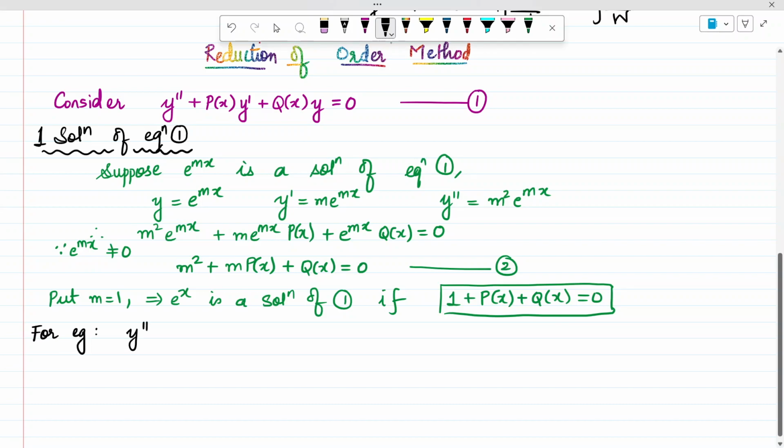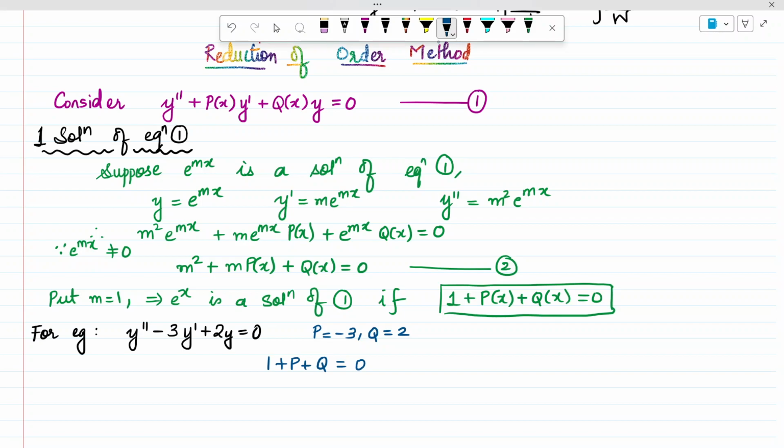लेट्स टेक y double dash minus say 3 times y dash plus 2y equal to 0. मैंने of course constant coefficient वाला लिया है. You can take variable coefficient. We'll take one more variable coefficient वाला भी लेंगे. ठीक है. So if I take this, यहाँ पे p की वैल्यू -3 है, q की वैल्यू 2 है, and let's check 1 plus p plus q. Okay. तो 1 plus p plus q को अगर देखोगे तो it will become 0. You can cross check, and if this is 0, we can claim that e raised to x is a solution. E raised to x is a solution.